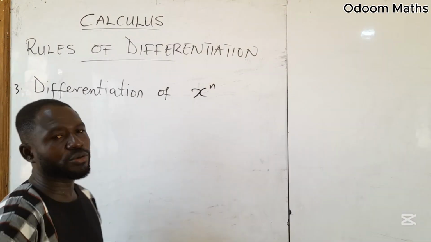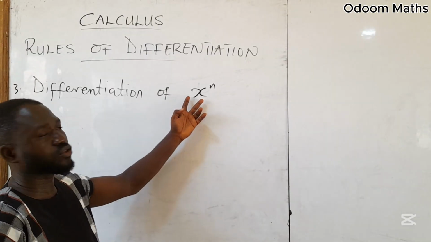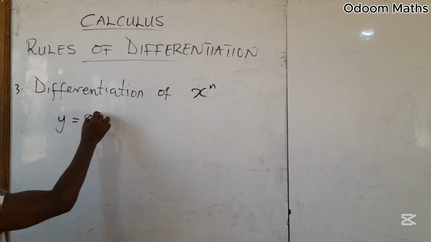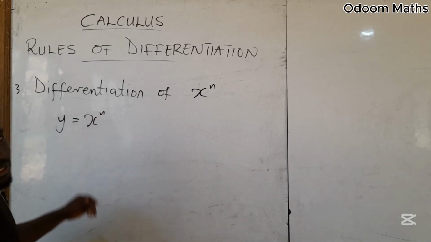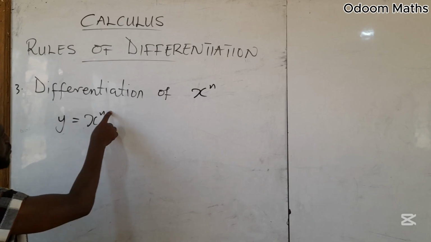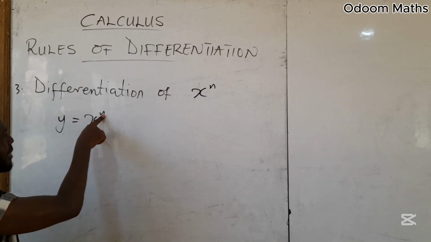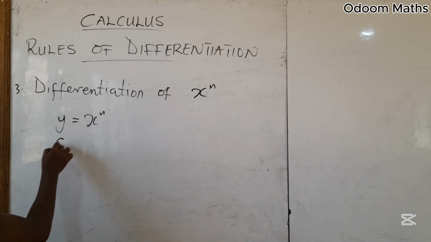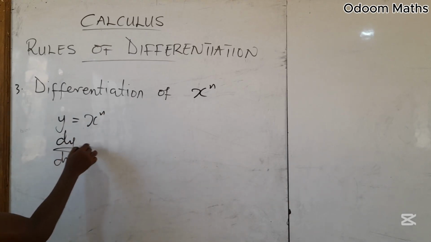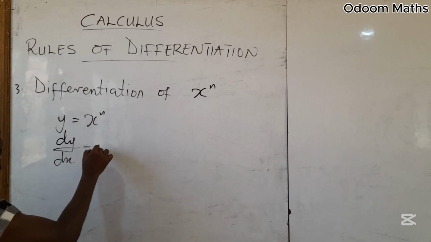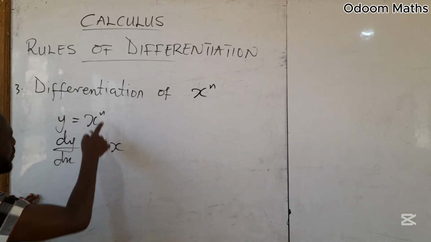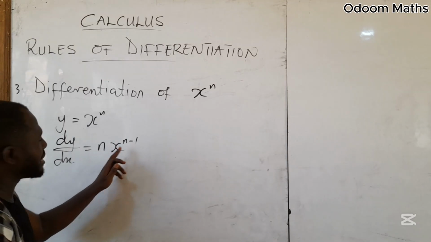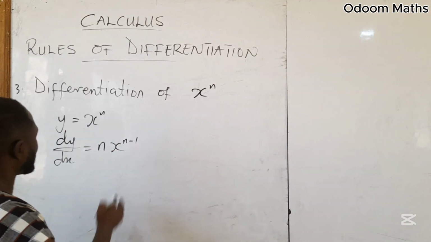The next rule we are going to talk about is differentiation of x to the power n. If y equals x to the power n, how do we differentiate this? Like we said, we subtract 1 from this n. Before then, n should multiply x. Then we take 1 from the power. So dy/dx is equal to n x to the power n minus 1. That is the answer.